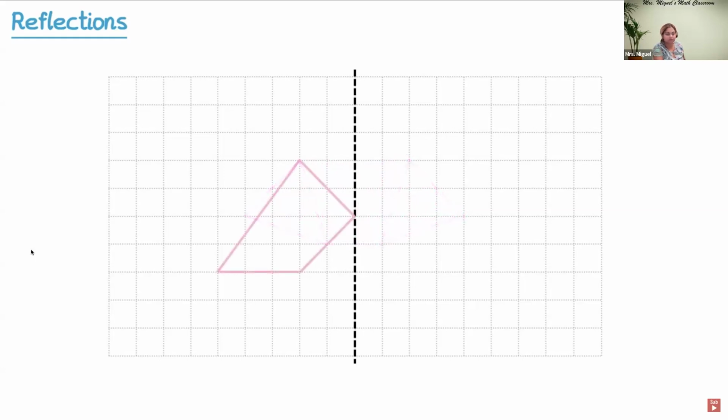Let's try with a second shape. This time, this shape is actually touching the mirror line. The point that's actually on the mirror line doesn't need to be reflected at all. That will stay in the same place, but we do need to do the other 3. Let's start with the one at the top. This one is 2 squares away from the mirror line, so we go 2 squares past the mirror line. The one in the bottom right is also 2 squares from the mirror line, so we go 2 squares past the mirror line. And the one in the bottom left is 5 squares to the mirror line, so we go 5 squares past the mirror line. And the reflected shape will end up like this.